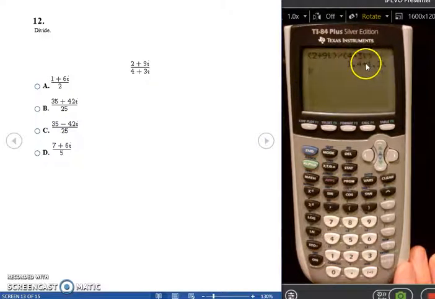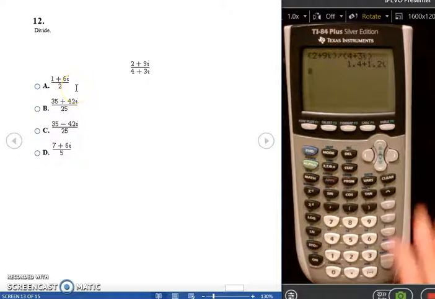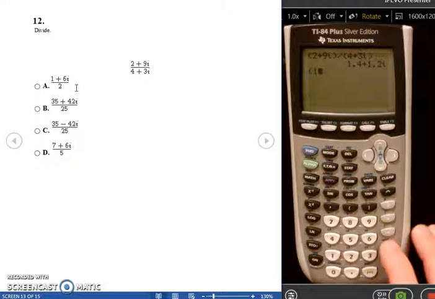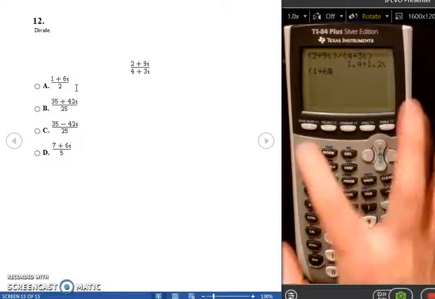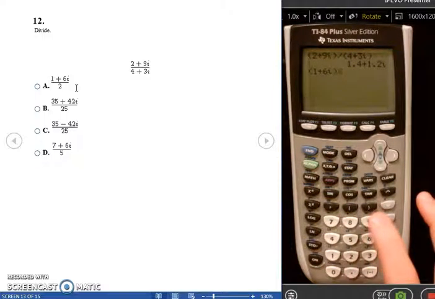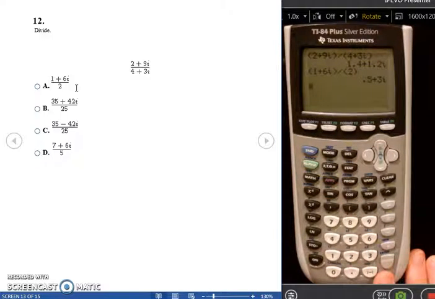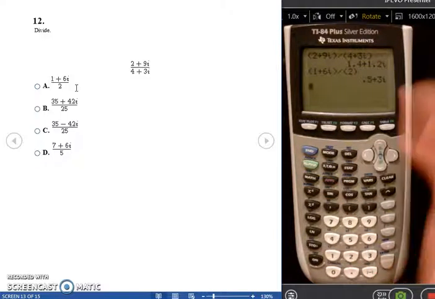Because this has a plus between the two numbers, I'm going to go ahead and think it's probably not C. So I'm going to try that one out for last, because it has the minus instead of the plus. So I'm going to go back up here and try A. So I'm going to put the numerator in parentheses. So that's going to be parentheses 1 plus 6i in parentheses divide parentheses 2 parentheses. And there, that one reduced to 0.5 plus 3i. That doesn't match, so I know it's not going to be A.